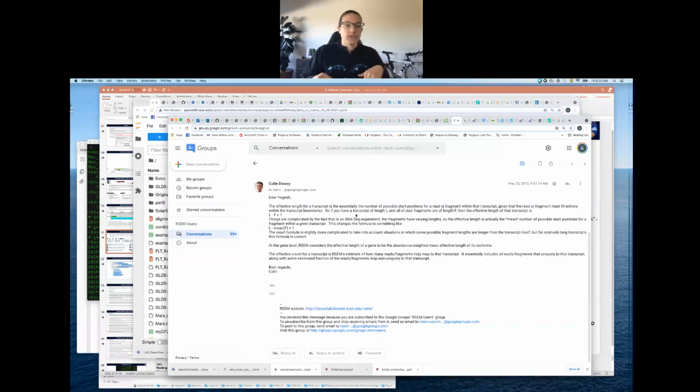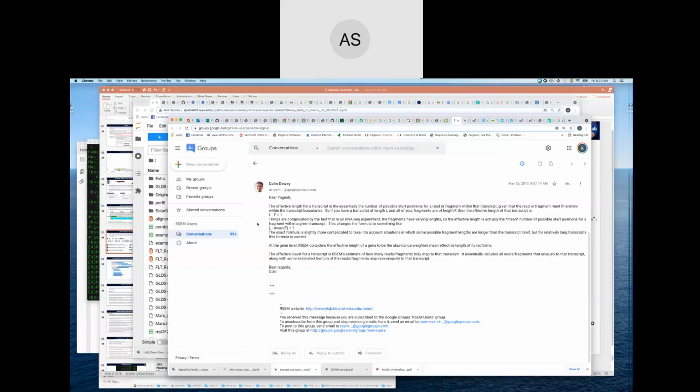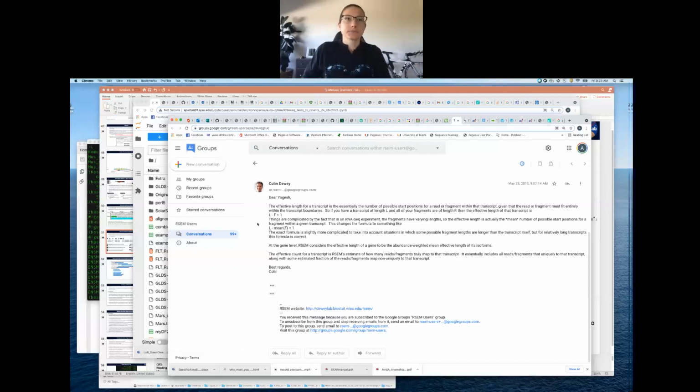And so the effective length is put pretty nicely here by Colin Dewey. I think he's one of the RSEM creators, actually. Is that true? Lauren, do you know that? That sounds right, but I don't necessarily know. That name sounds familiar. I think he might be the author of RSEM.